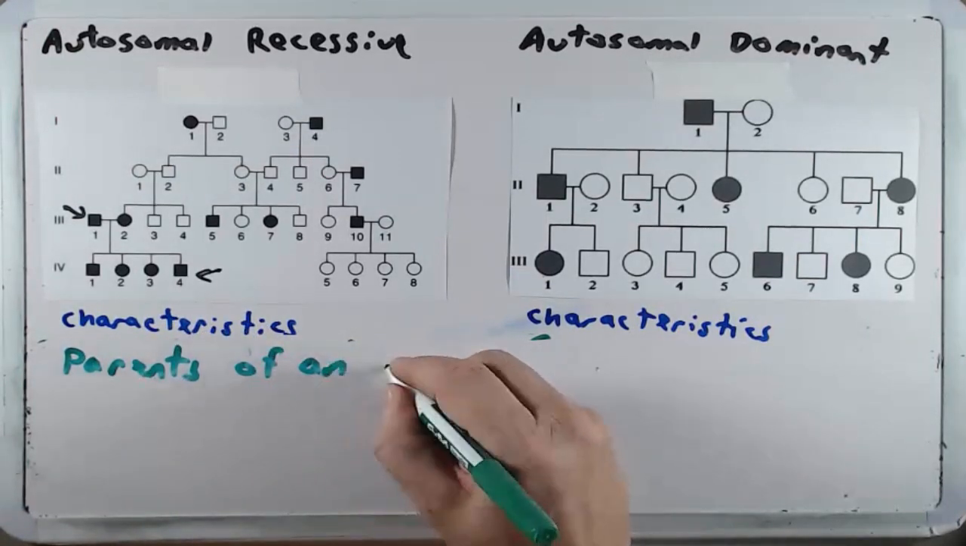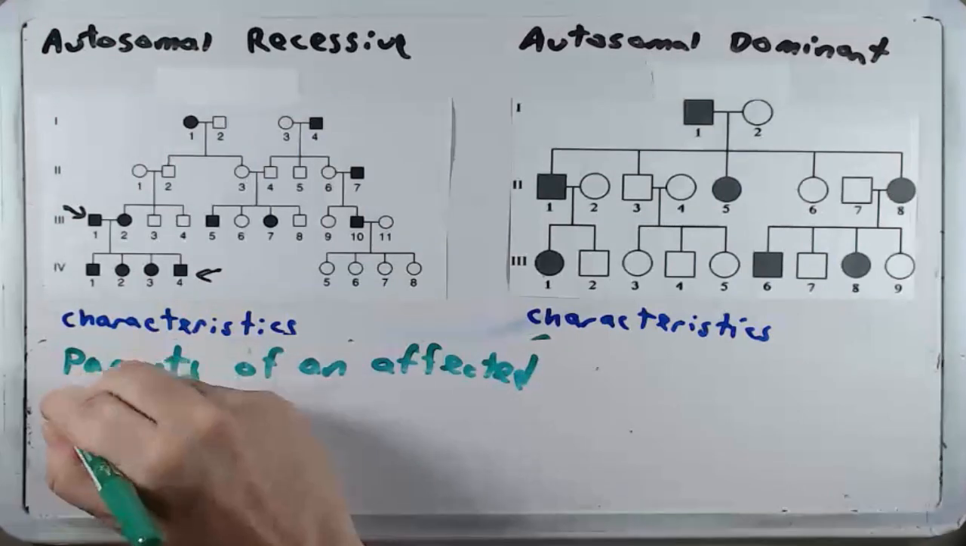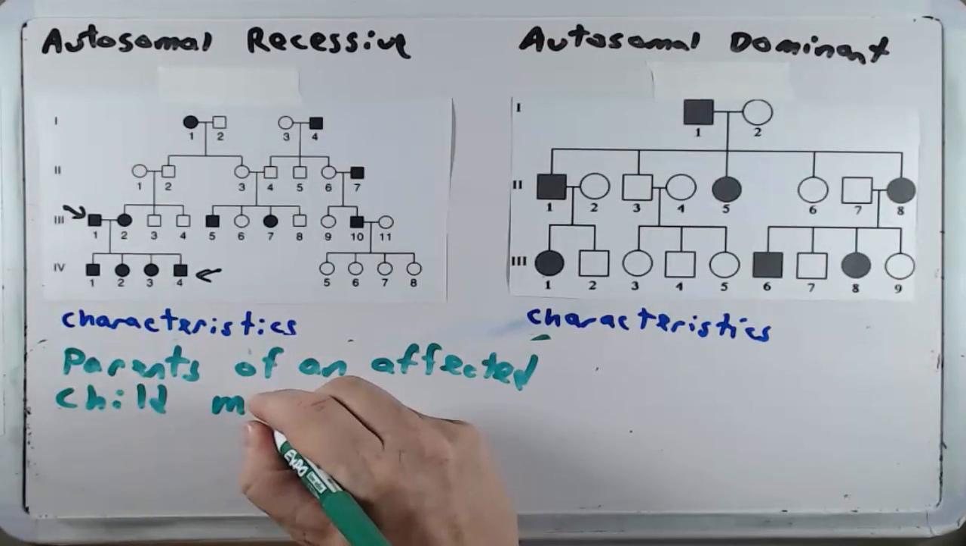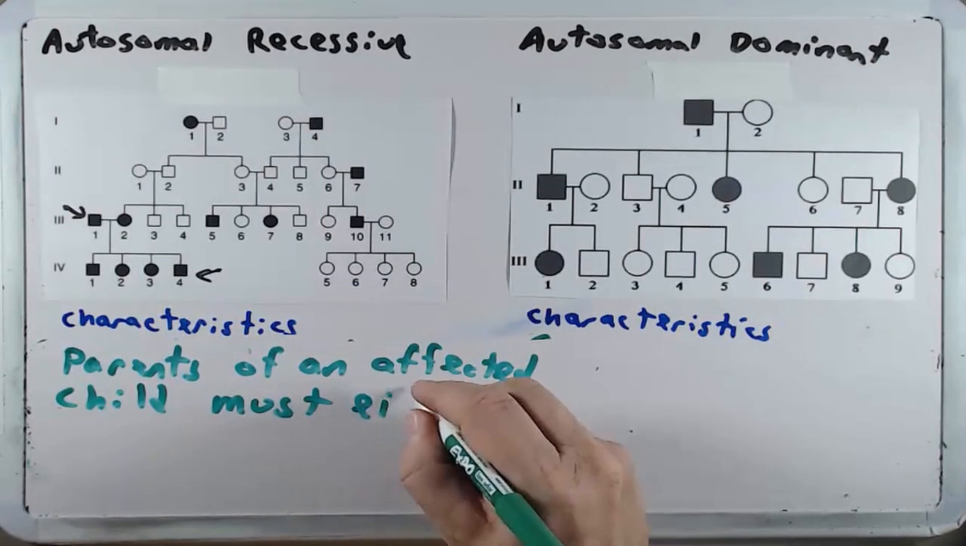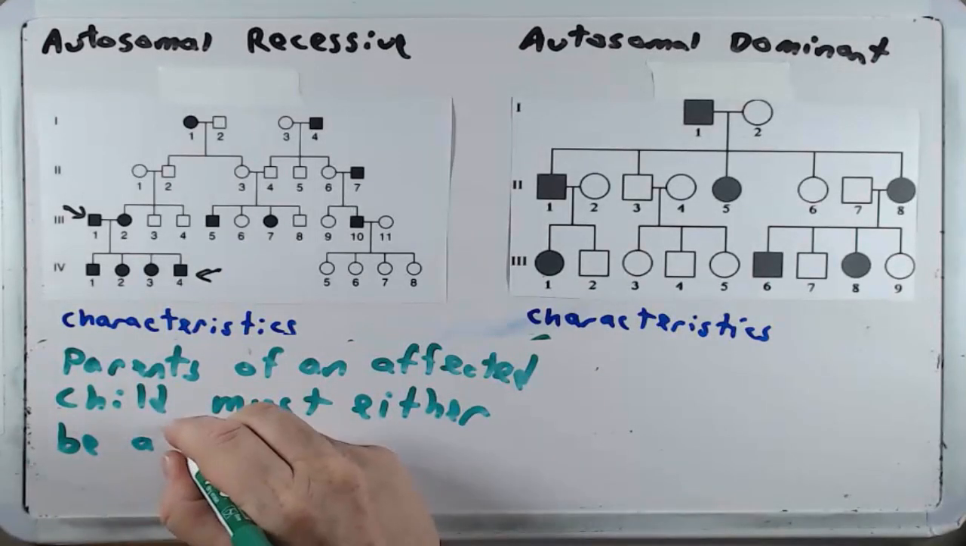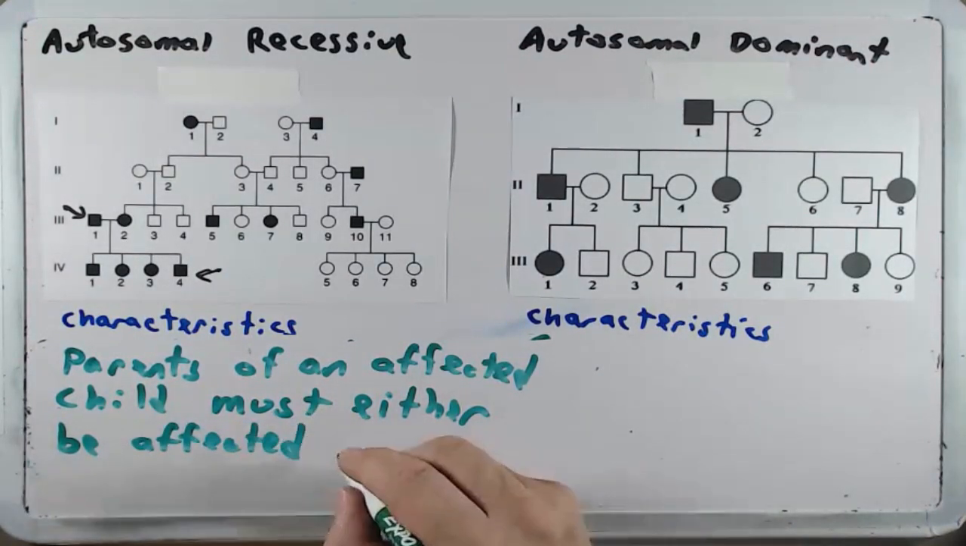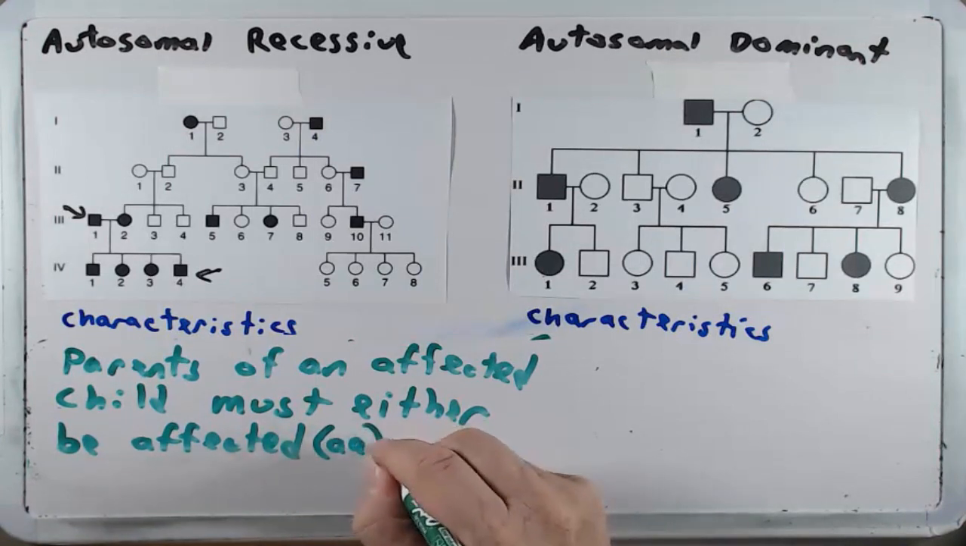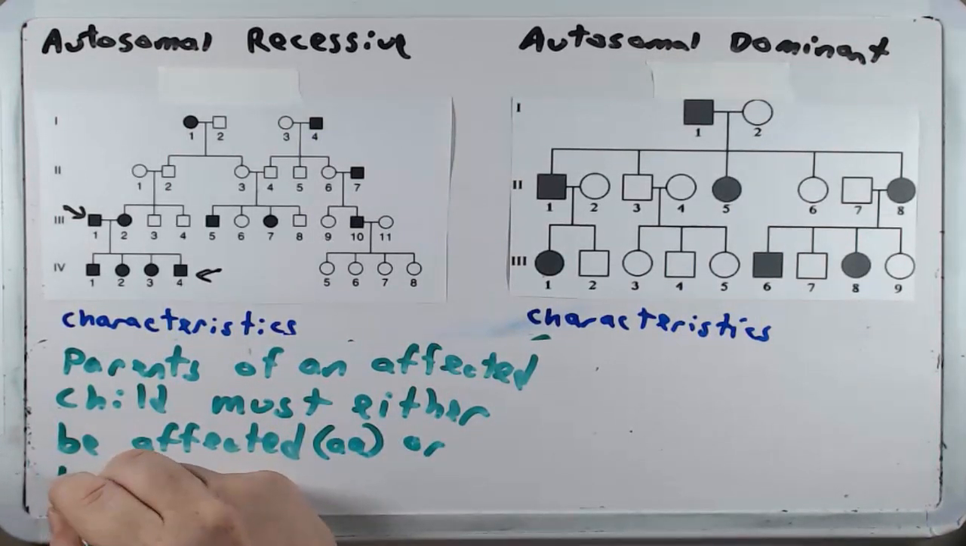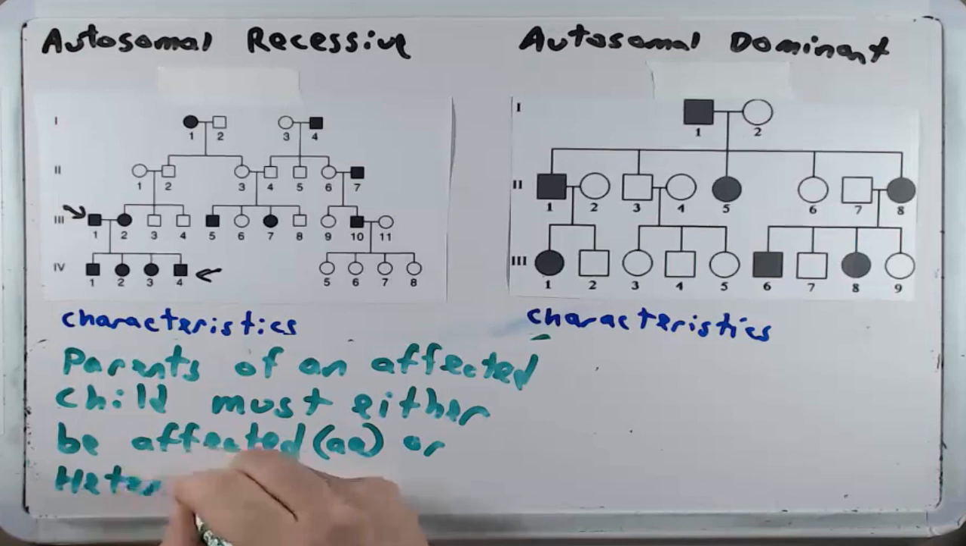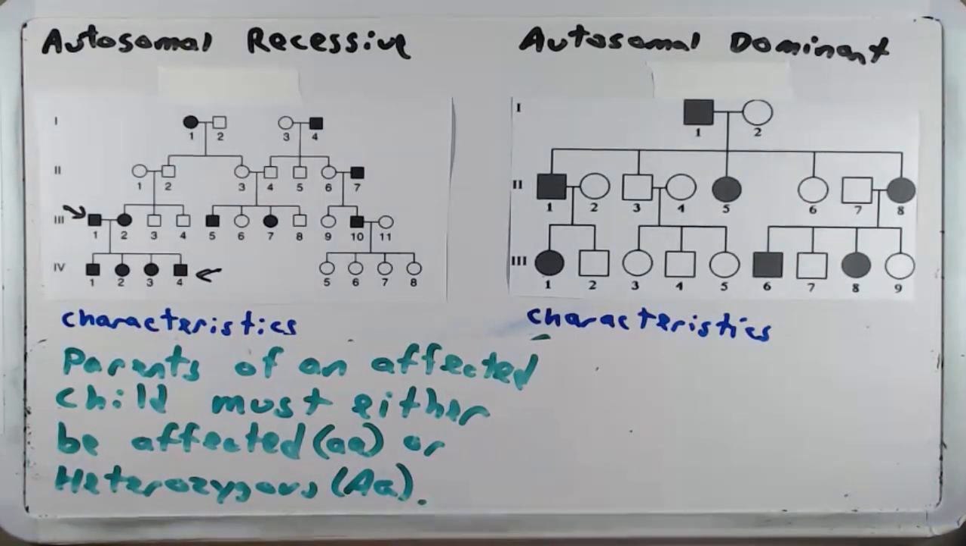That leads me to my last characteristic here of autosomal recessive traits, and that is parents of an affected child must either be affected themselves, okay, so we can go like little a, or heterozygous. So it might be like big A, little a. If one of the parents is big A in this example here, then they would not be able to have a child that is affected. So both parents have to either be homozygous recessive or heterozygous.